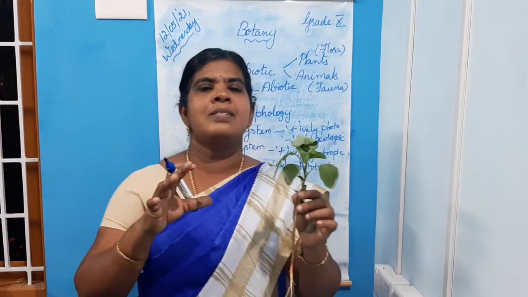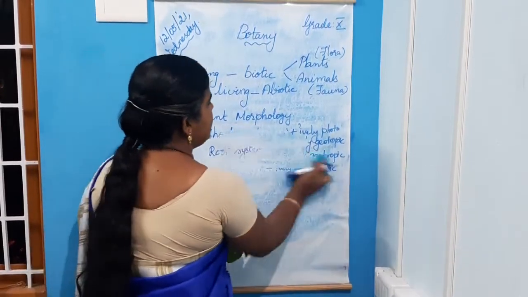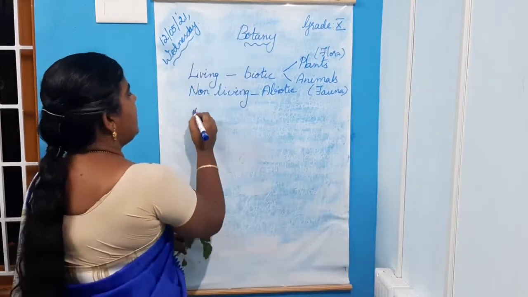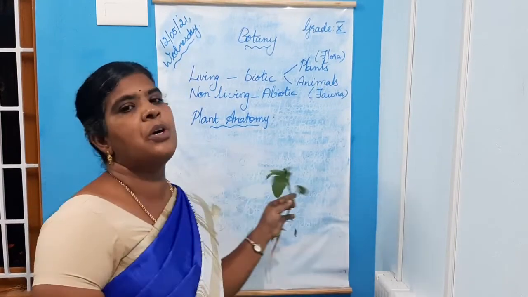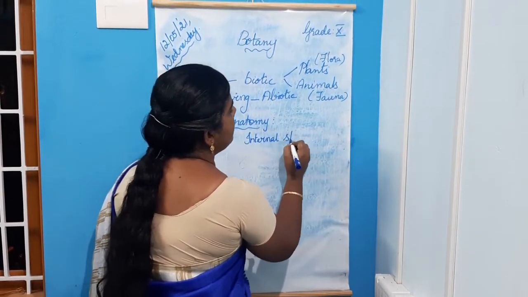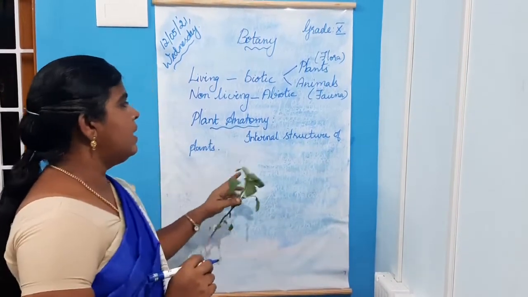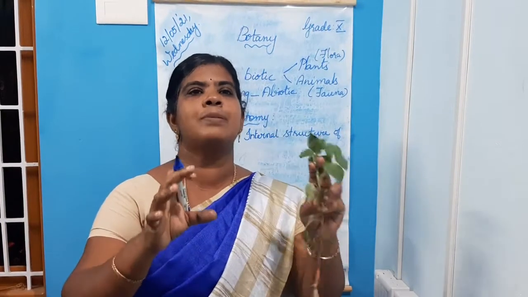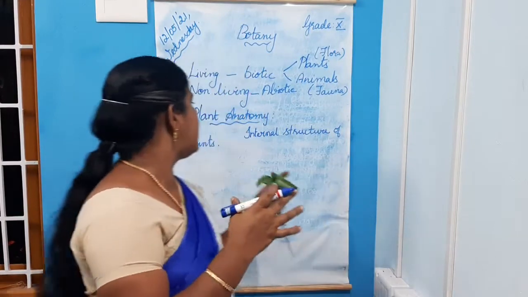Now, you must know the branch which deals with the internal structure. That is plant anatomy. Plant morphology is the study of external structure of plant. Plant anatomy is the study of internal structure of plants. Just to note down, define plant anatomy. Plant anatomy is the study of internal structure of plant. If we take the section of leaf or stem or root, we can see what tissues are present inside the plant. The study of that internal structure, the branch is termed as plant anatomy.